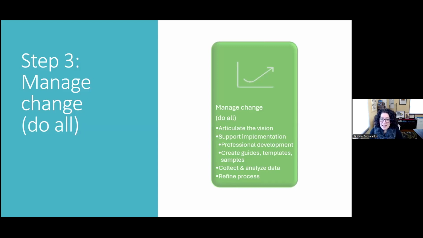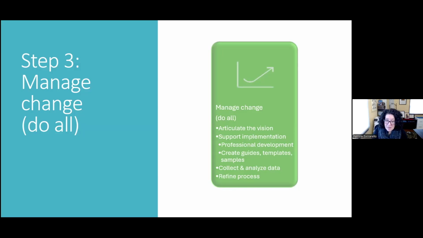This is the piece where you articulate the vision, right? And again, you may find that you do pieces of step 3 while you're still doing step 2. So you may need to articulate the vision while you're still building. It's a little bit build the bike, ride the bike, but we're okay. You can flow back and forth between steps as you need to make the pieces work for you.